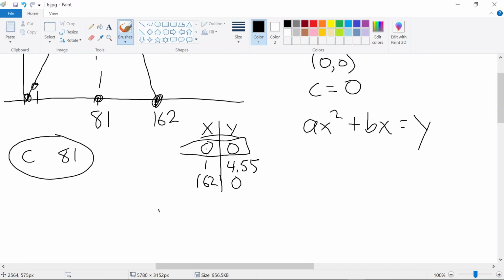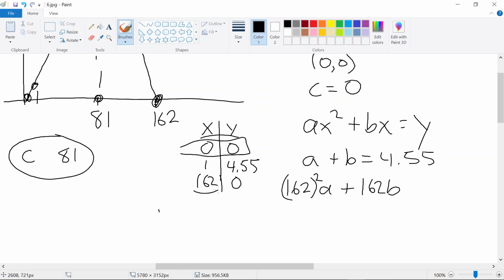Okay, so let's try this. 1 squared is 1, so 1 times a is a. 1 times b is b, and y is 4.55. And now the last one, when x is 162, so 162 squared times a plus 162b. So I'm just plugging in 162 for x. x squared is 162 squared times a plus x, 162 times b equals y, which is 0.